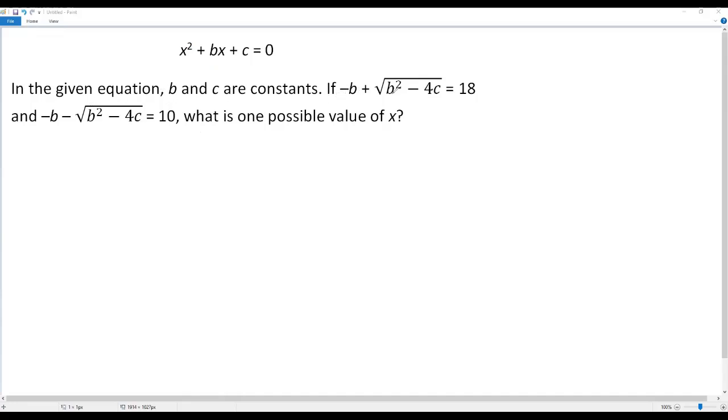If -b + square root of b squared - 4c equals 18, and -b - square root of b squared - 4c equals 10, what is one possible value of x?